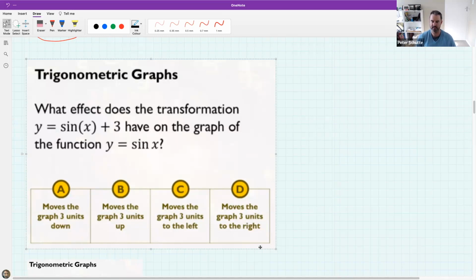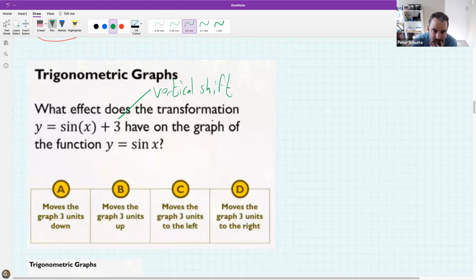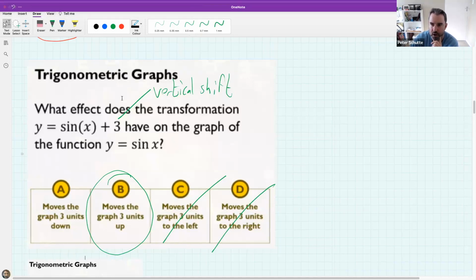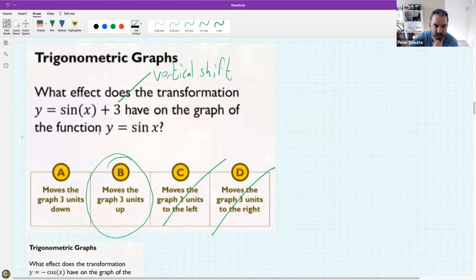Take a moment to think about that, and then you can tell me what your answer is. What does this plus 3 do? I think this is a vertical shift. So it's not going to be this or this. It's just a question of, is it A or B? And the plus 3 is going to move it up. So B is the correct answer. Yeah, actually, nicely done. Isaiah, nicely done.